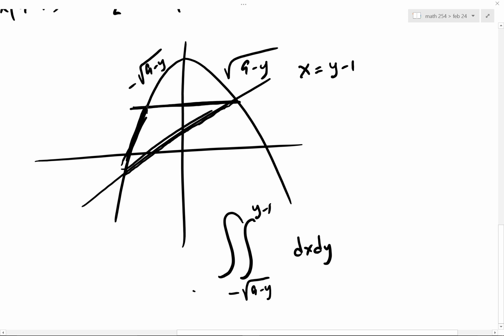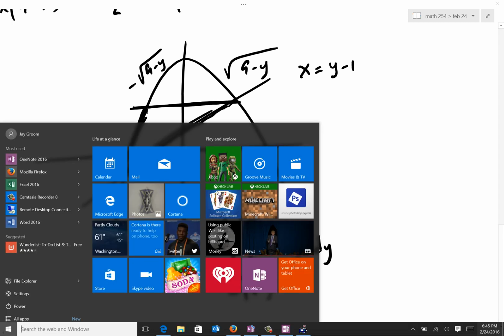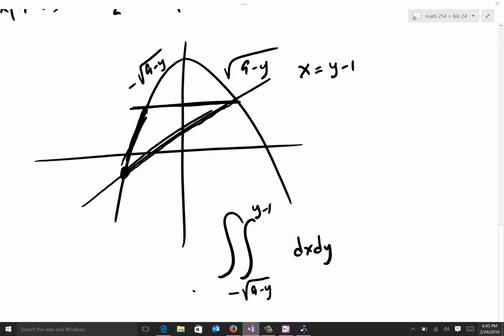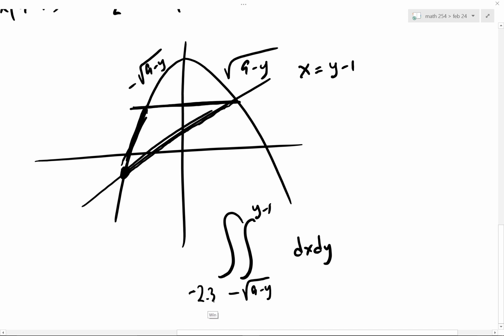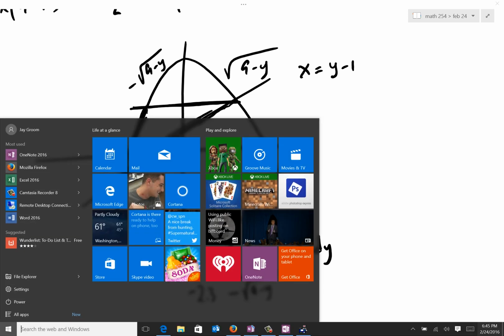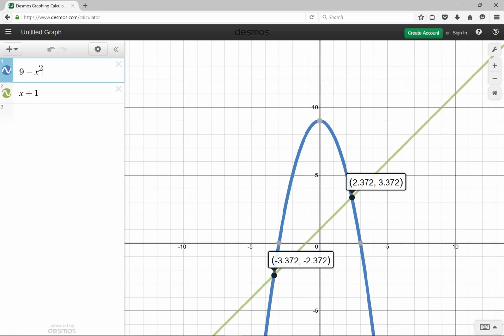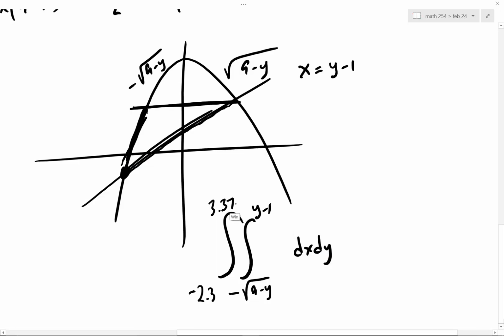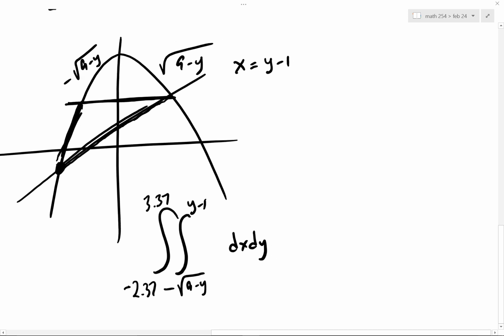Okay? And my y's are bounded by whatever that value is, I'll have to go look it up, negative 2.32? Well, duh. Negative 2.37 and positive 3.37. Yeah, there it is. So negative 2.37 and positive 3.37. Okay, so that takes care of this lower end.